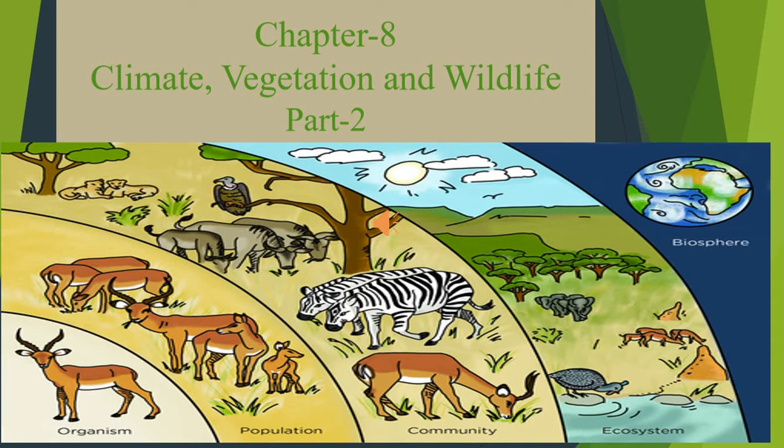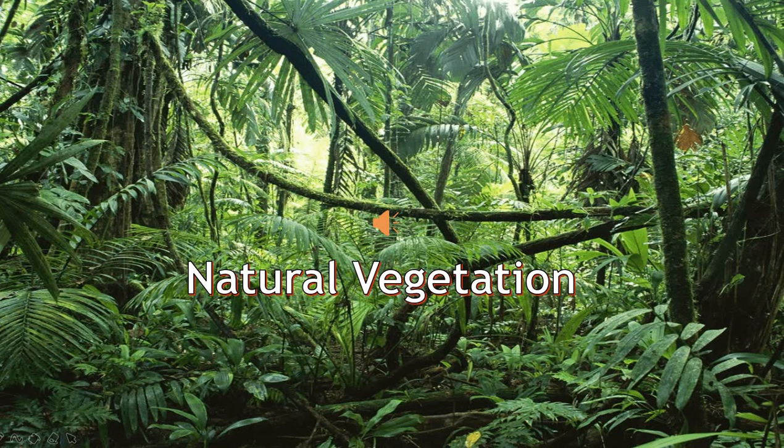Children, let us continue the second part of chapter 8, Climate, Vegetation and Wildlife. Children, what do you understand by the term natural vegetation? What are the different types of natural vegetation? So let's study.